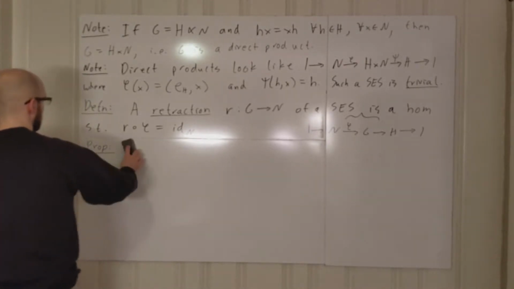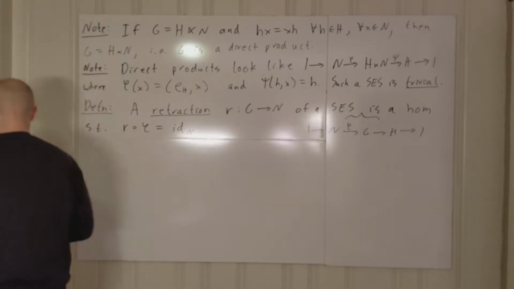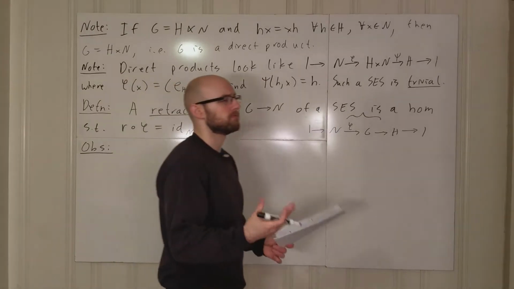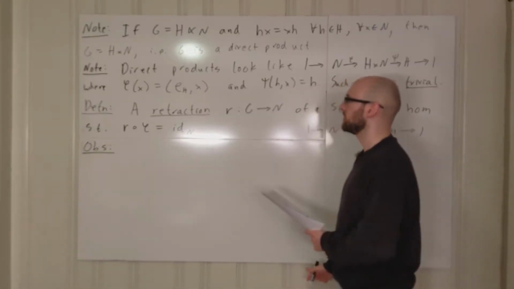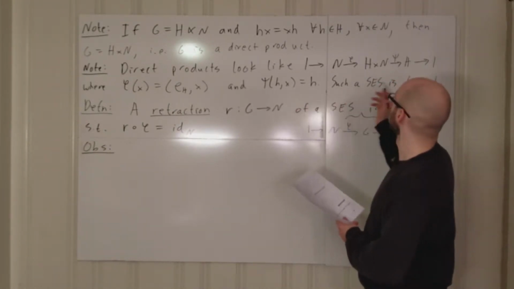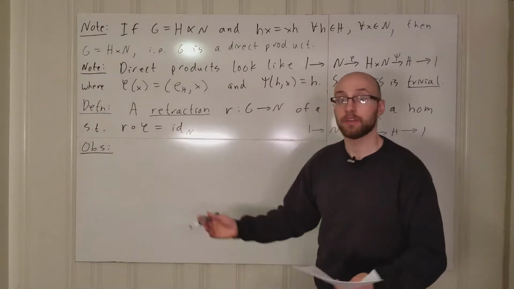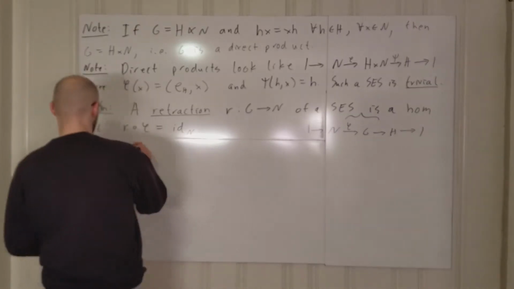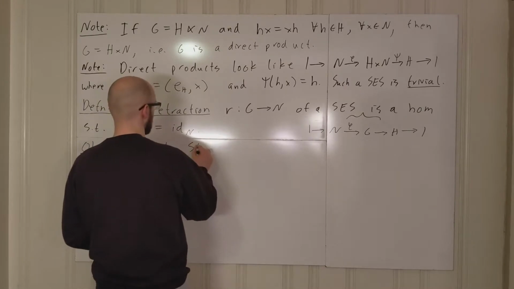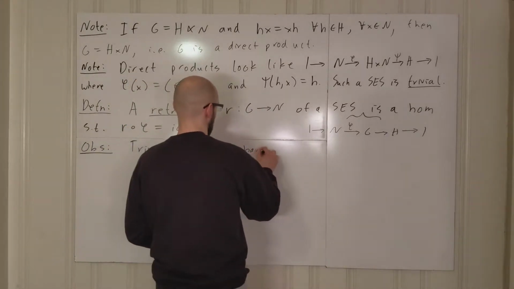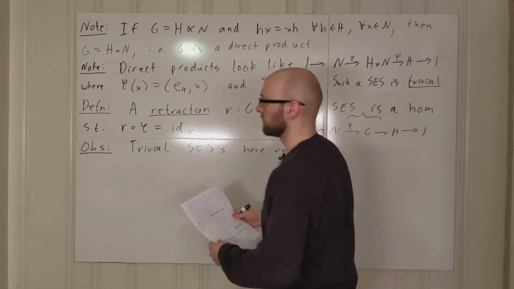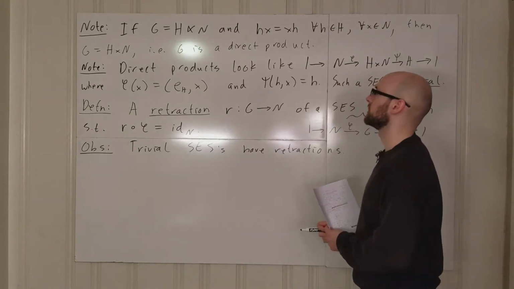First, let's make an observation, actually. What relationship do we have between retractions and trivial short exact sequences? What relation is there, if any? So the first thing is that trivial short exact sequences have retractions. And I say that's an observation and not a proposition because let's prove it.